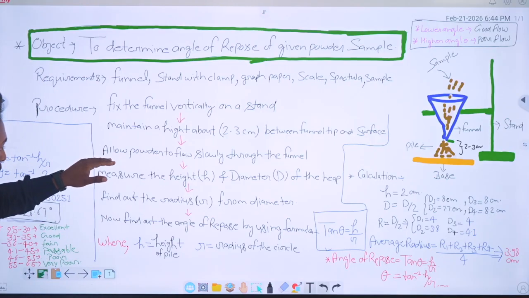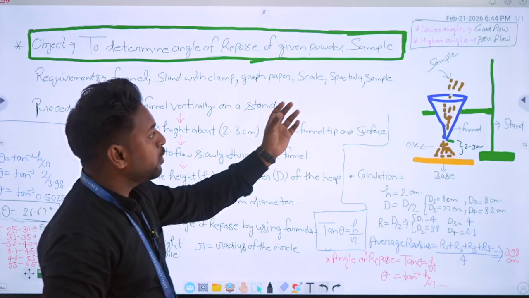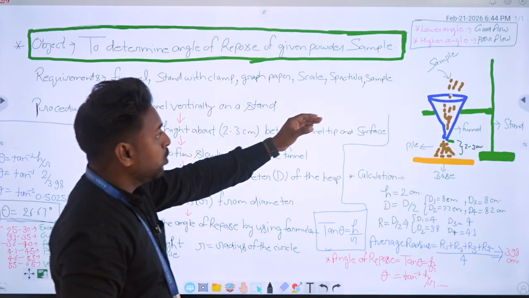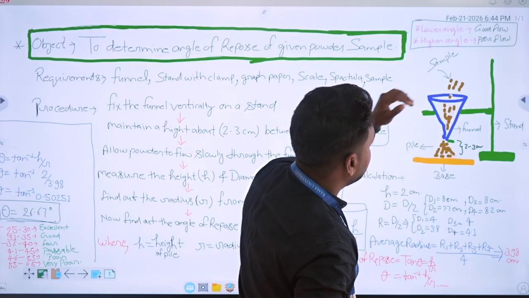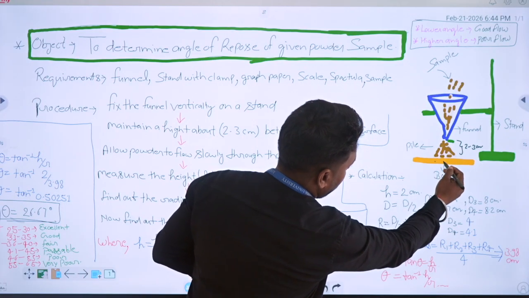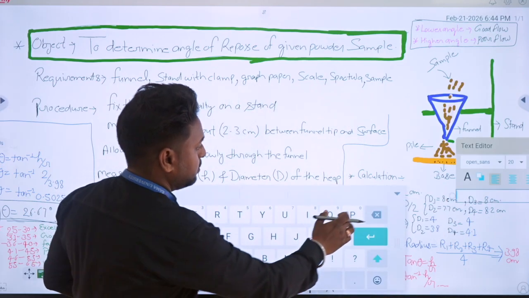After that, allow the powder to flow slowly through the funnel. Whatever sample you are going to use, you have to put the sample into the funnel and allow it to pass. Then it is dropped on the base and creates a pile.